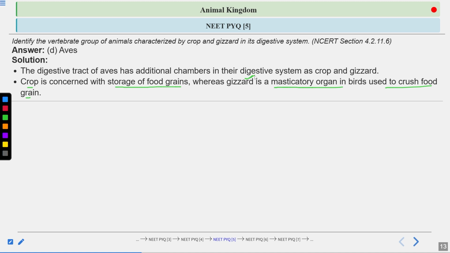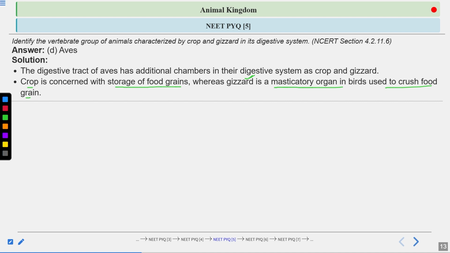So this gizzard is meant to be a masticatory organ. What is the meaning of masticatory? The seeds are crushed in such a way that they become a paste-like substance, right? So crushing of the food is there. They also take in some small pebbles, and these pebbles also reach the gizzard and help in the crushing of the food.